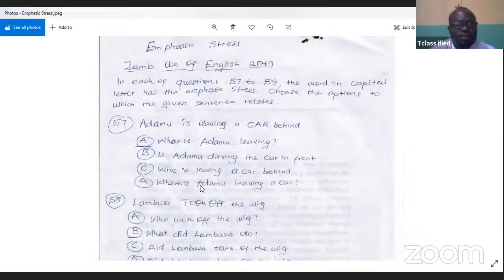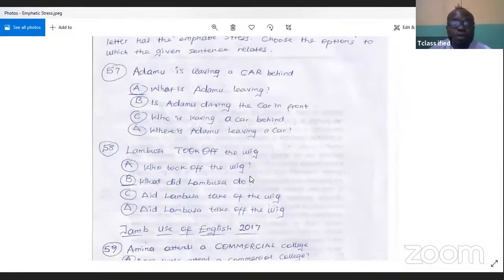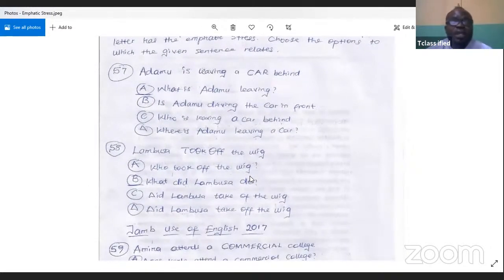So let's look at number 2. Lambusa TOOK OFF the wig. Lambusa took off the wig. So the stress word here is took off. So we're going to look through the options and see where we don't see took off at all, or where it has been changed to maybe something else. Okay, so option A says, who took off the wig? B says, what did Lambusa do? C says, did Lambusa take off the wig? D, did Lambusa take off the wig?